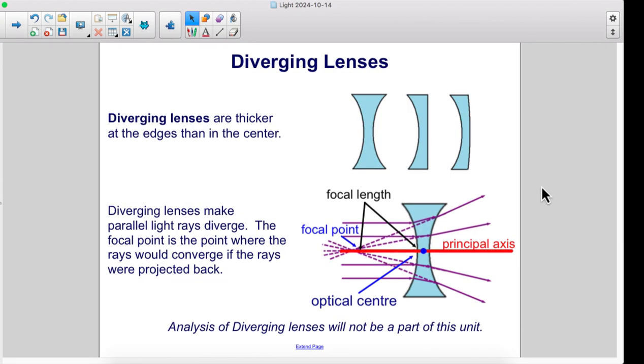Diverging lenses are thicker at the edges than in the center. Diverging lenses make parallel light rays diverge. The focal point is the point where the rays would converge if the rays were projected back. Analysis of diverging lenses will not be a part of this unit.